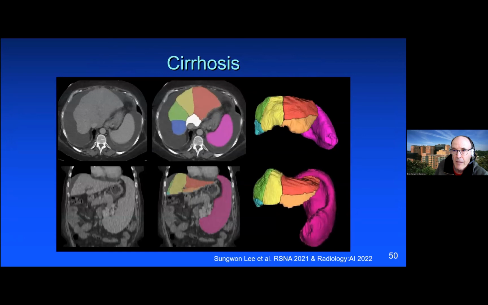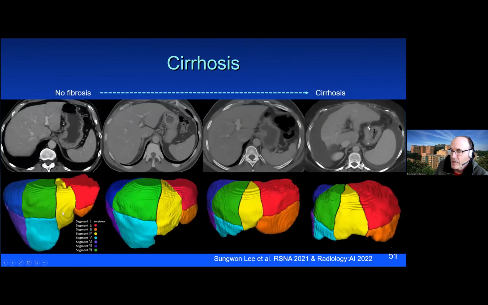And in this final example, I'll show cirrhosis or liver fibrosis. These are patients with small, irregular, shrunken livers, sometimes surrounded by fluid. In this method developed by Grace Sungwon Lee, former postdoc fellow in my group and now a physician in South Korea, she developed the method to identify the different segments in the liver shown in these different colors, and also the spleen shown in purple here.